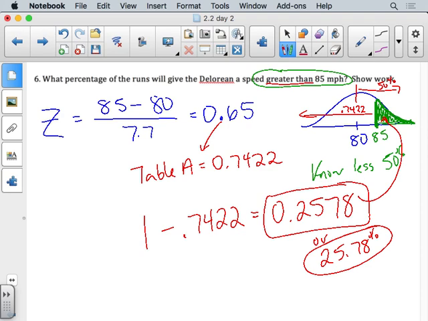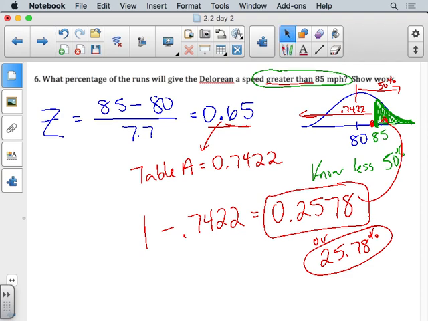So a reminder on z-score, this little 0.65 meant we were 0.65 standard deviations above the mean. So we were over here at not quite a full standard deviation. So that's why we have a higher percentage than 16. Great. Trying different ones out.